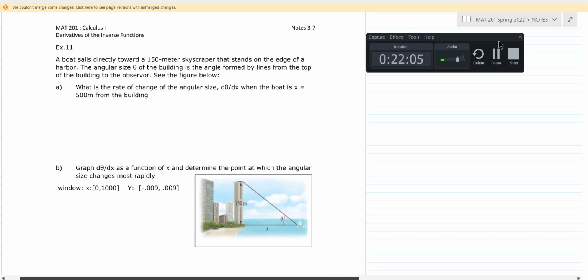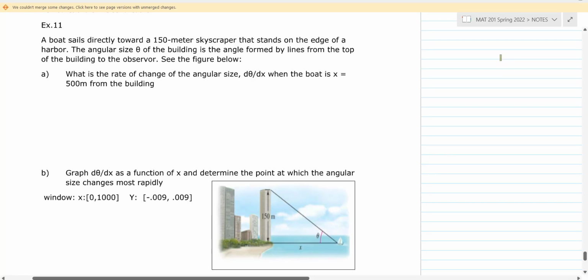And this is a nice application. Okay, so this is a nice example right here. We have a boat that's sailing towards a 150 meter skyscraper. Anyway, the sailboat's going towards the building, and as it moves towards the skyscraper, the angle is getting bigger. By the time the sailboat's close to shore, that angle's even bigger.